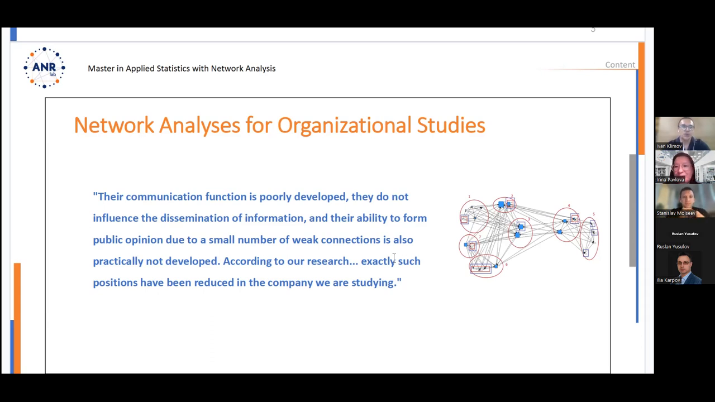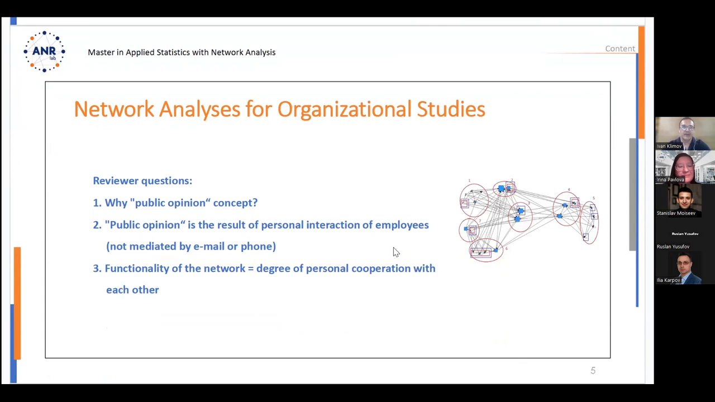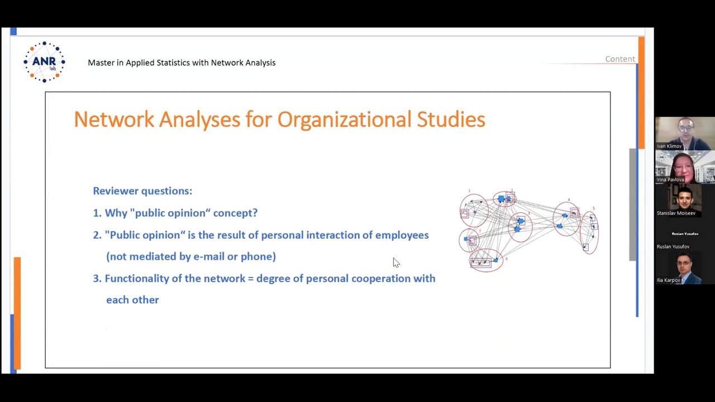So, what did I pay attention to when I got acquainted with the results of this study? Firstly, the concept of public opinion was chosen as the main theoretical construct. It was a bit unexpected for me, but nevertheless, why not? But then I discovered another surprise.